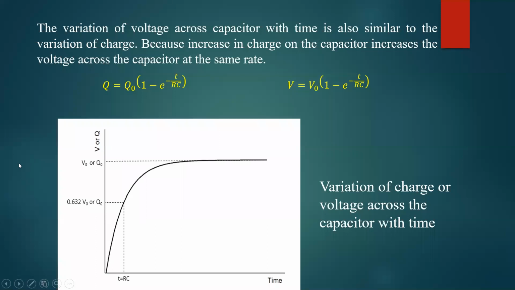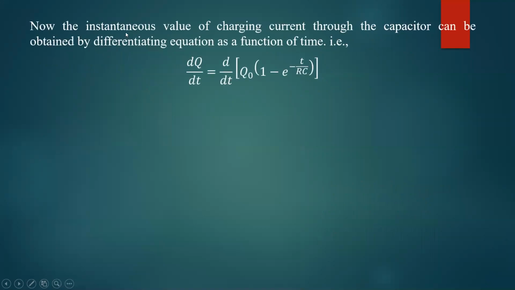So what is the significance of the time constant? You will see. But before that, we will try to find the current. We got the charge and found the voltage, so now we find the current. The instantaneous value of the charging current through the capacitor can be obtained by differentiating the equation, because we know that current equals dq by dt. So dq by dt will be d by dt of Q naught into 1 minus e to the power minus t by RC. You have to differentiate this with respect to time, where Q naught is constant. Q naught is constant, so take it out.